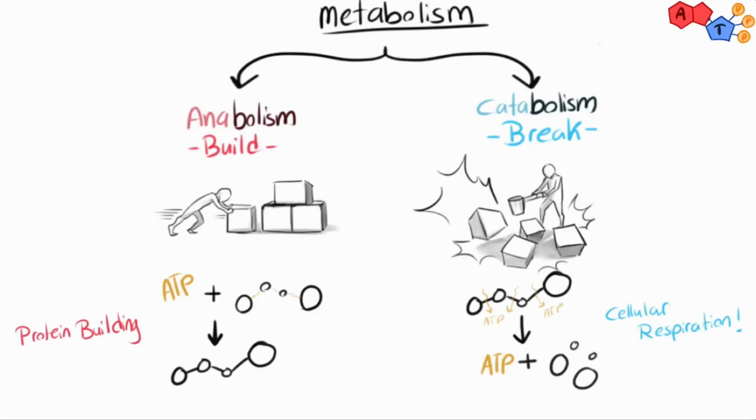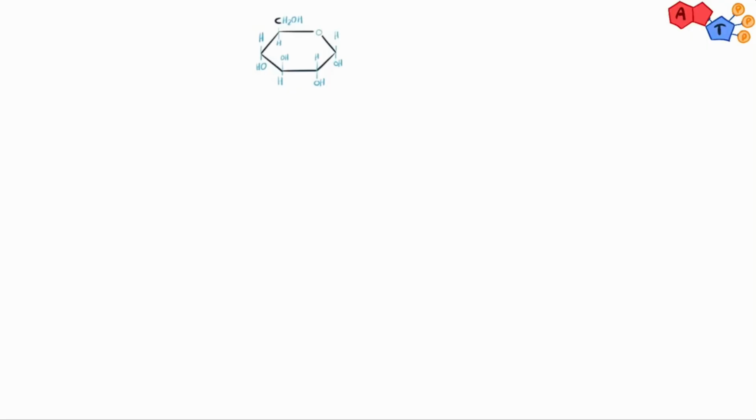So, what happens in glycolysis? Our cells break down sugar, known as glucose, which is a 6-carbon molecule, into a 3-carbon energy-rich molecule that is called pyruvate or pyruvic acid.